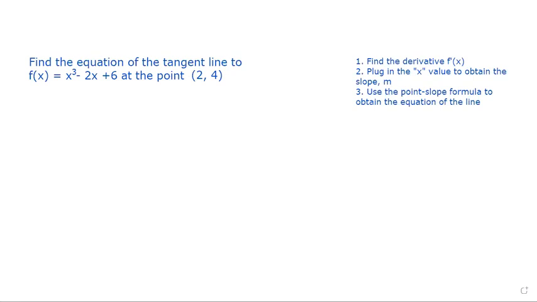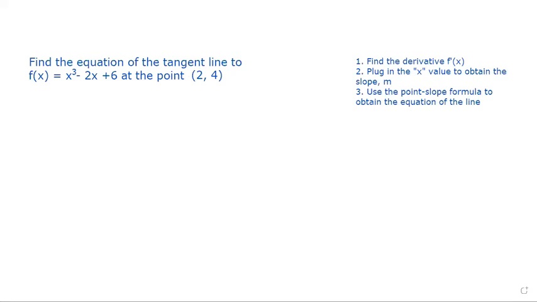Okay, here we want to use an application of the derivative. We know that we can use the derivative in various ways, and it helps us solve a lot of different types of problems. But here we want to be able to find the equation of the tangent line to the function x cubed minus 2x plus 6 at the point (2, 4).